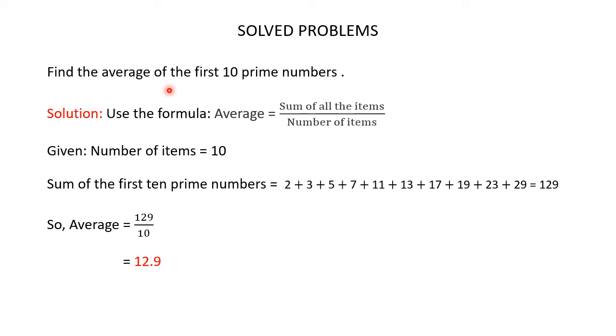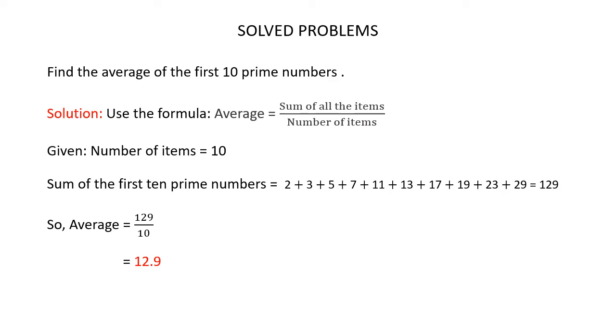Find the average of the first 10 prime numbers. So the formula to find average is equal to sum of all the items divided by number of items. Now here you are asked to find the average of the first 10 prime numbers. So number of items is 10.